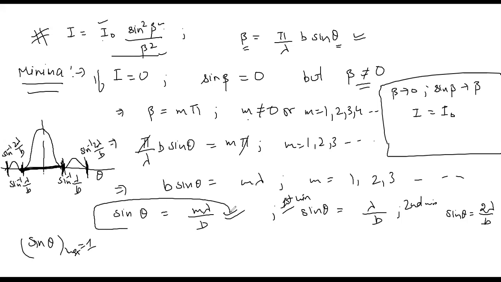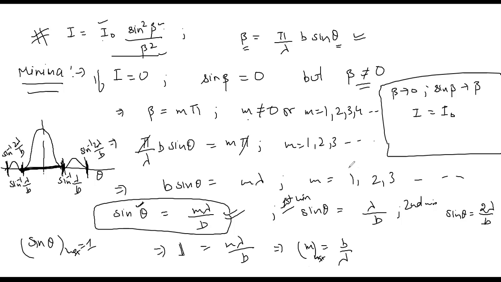Now, if you look at this expression, that means you can have 1 is equal to m times lambda over b. If you plug in the maximum value of sine theta, that means your m could be b over lambda. This is the maximum order that you could expect. इससे ज्यादा minima आपको स्क्रीन पे नहीं दिखाई देंगे क्योंकि आपकी sine theta की जो maximum value है वो 1 हो सकती है. m basically tells you how many minima do you expect.